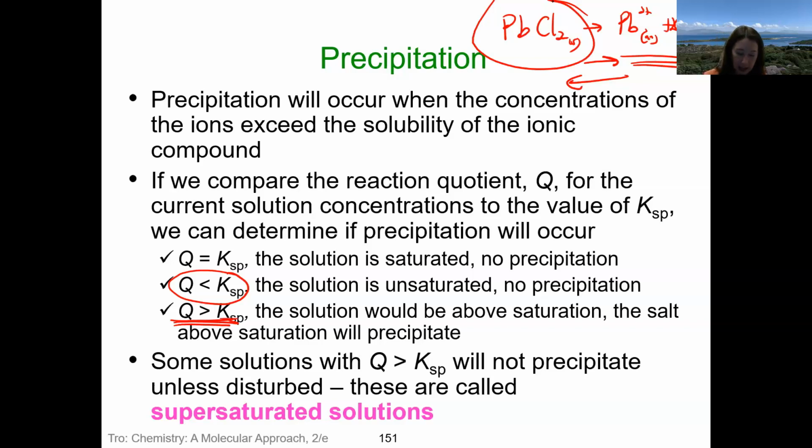And sometimes we can get a supersaturated solution. And remember, a supersaturated solution just means it's holding more than it should be able to at a specific temperature.